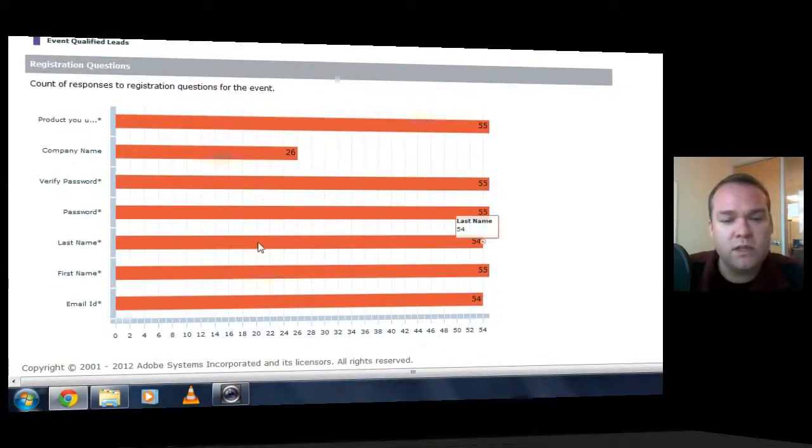I can also, on the same page, look at where people are abandoning the process. Here are the registration questions that I've asked people to answer, and I can see how many people have answered all of these registration questions. And if people are abandoning the process, I can take a look at where they're doing so and maybe craft this to be more effective for future events.